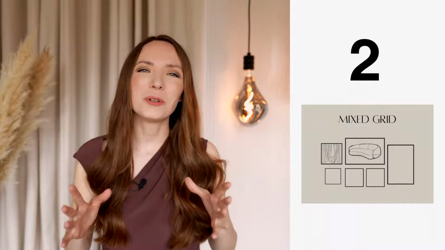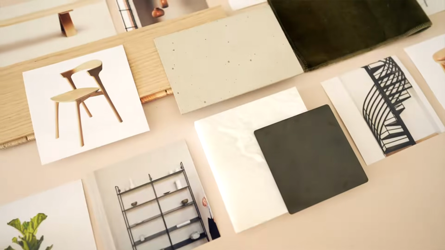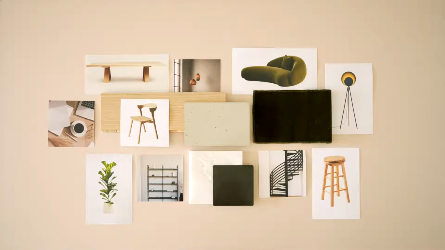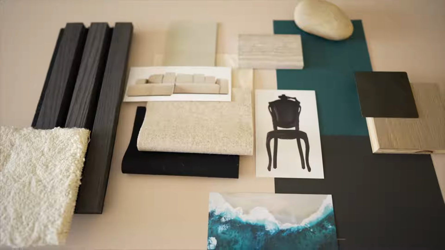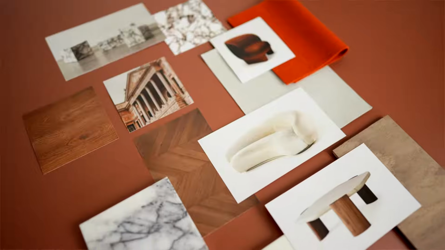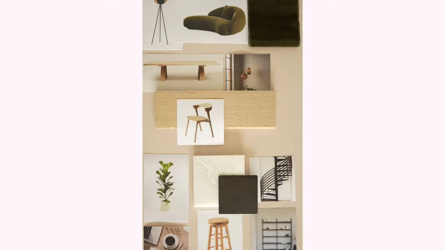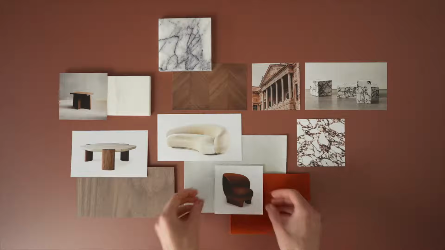Interior design mood board type number 2. This is the one where you mix furniture photos with finishes. Here are some examples. Clients love these because they really explain the concept well on one page. It's suitable for rooms that don't have too many items or decor, otherwise the mood board will look too busy.